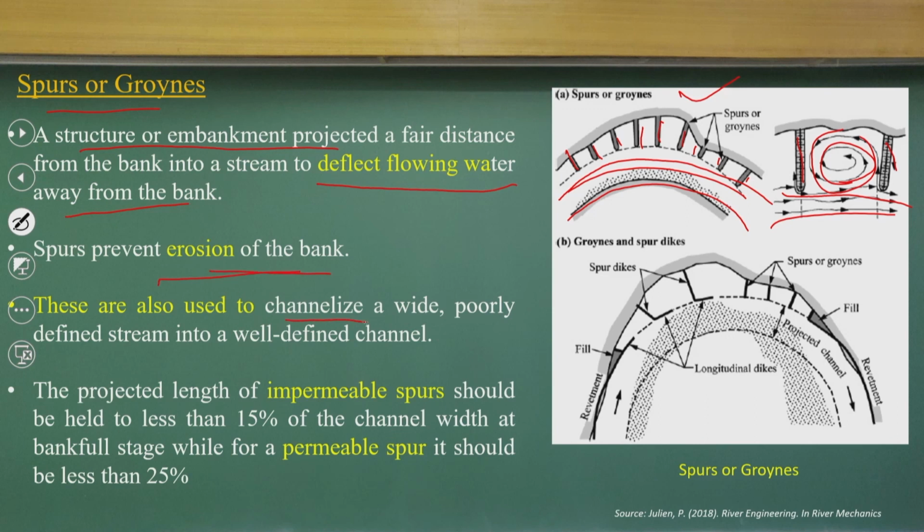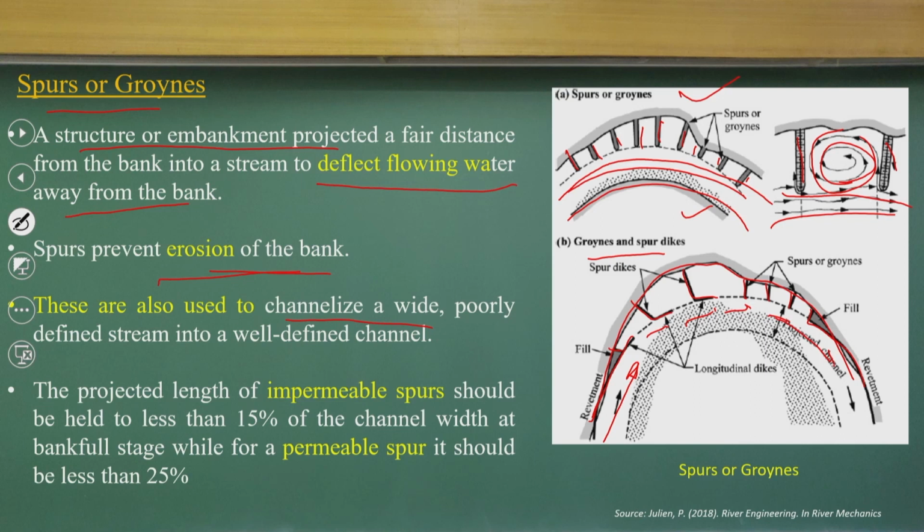It is used to channelize wide channels, for example, if you look at these figures which have a series of groins and spurs, you can understand it. This is the erodible bank, and there are different shapes of spur structures. The flow is deflected by these spurs, so it is away from this bank.